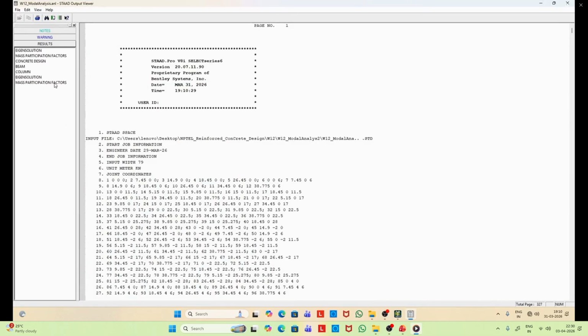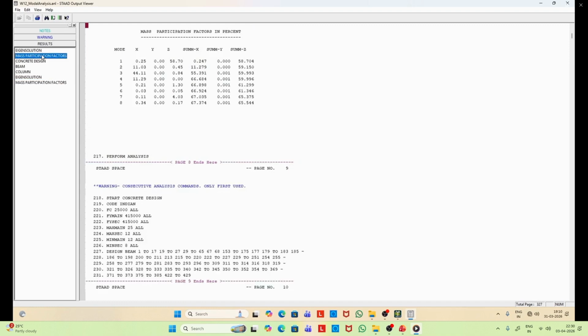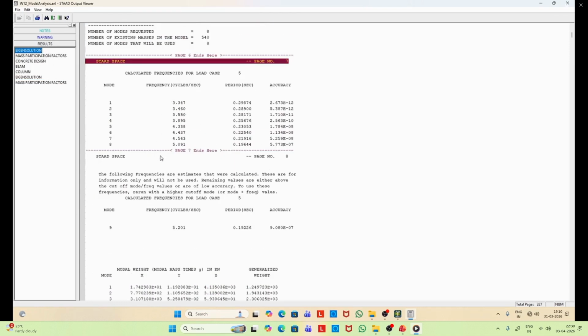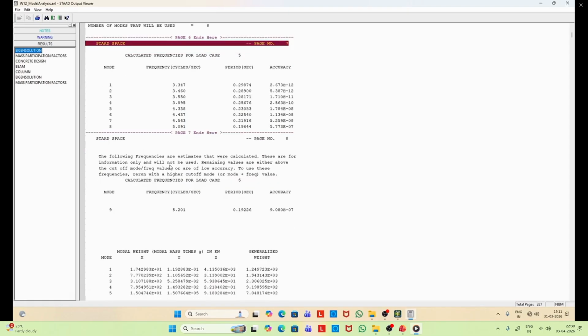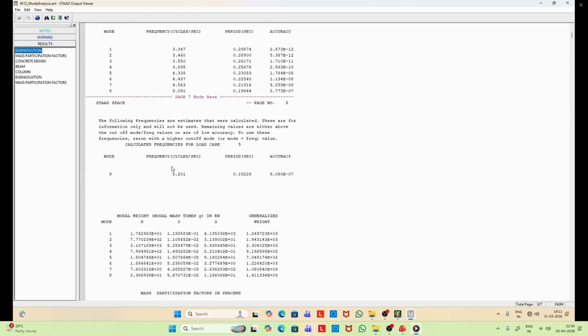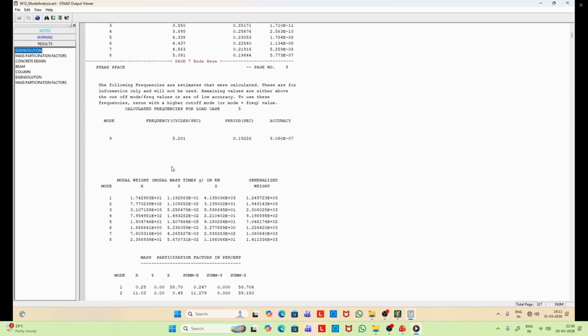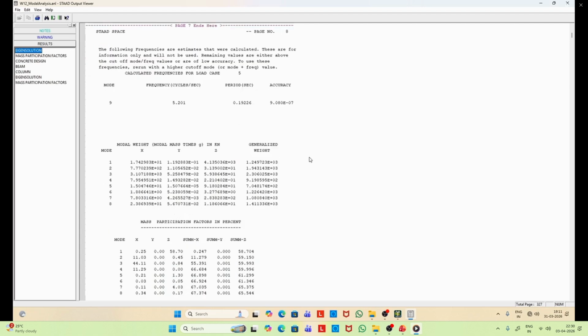So if you select here, you can see the natural frequencies. Note these frequencies are in hertz. So the first natural frequency is 3.347. Now other details are also provided. So you see the mass participation factor, you see here.